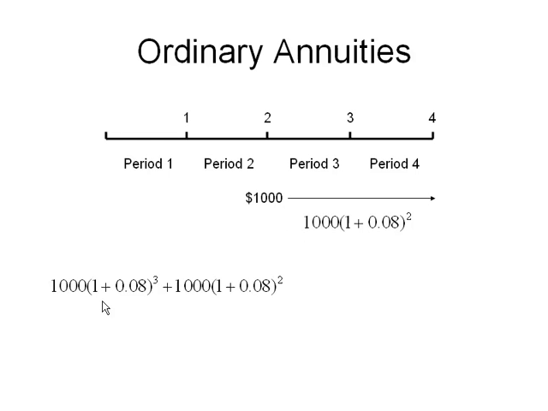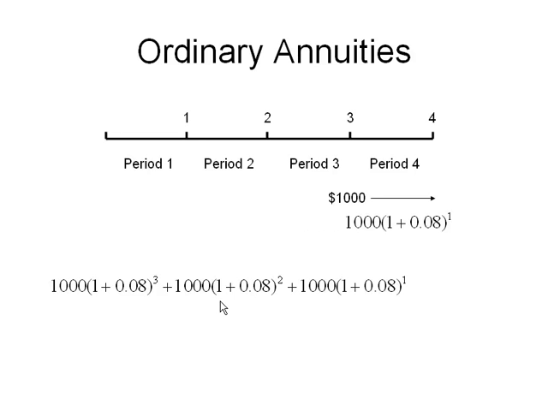At the end of period 2, I put in another 1,000, but that's only going to be in for 2 years. So I get 1,000 times 1.08 squared, and I add that into my sum. At the end of the third period, I get another $1,000, but it's only going to be in for 1 year, so it gets 1 year's compound interest. That's adding on another 1,000 times 1.08. And then I make my last payment, 1,000. It goes in, but it doesn't earn any interest.